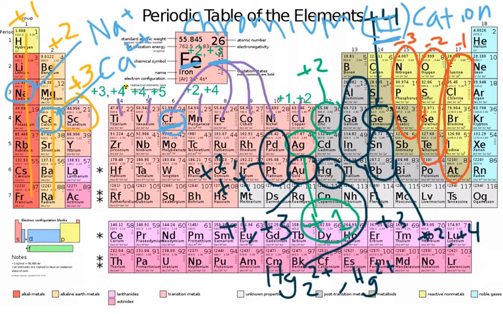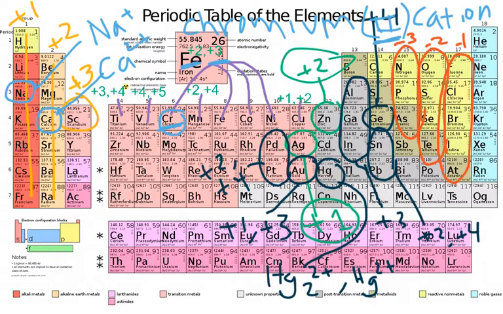And same goes for zinc. Zinc will always be +2. So you can call this the zinc cation instead of calling it the zinc 2 cation, as I did with chromium 2 cation, for example.